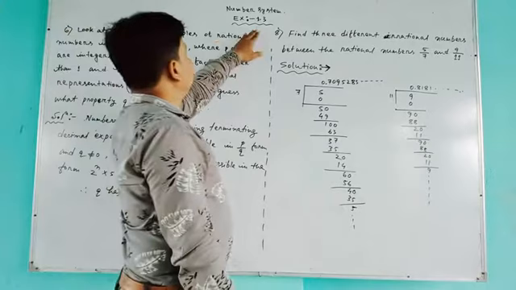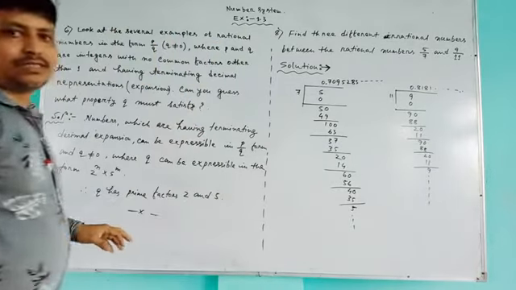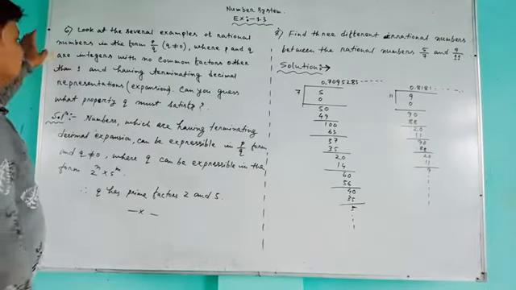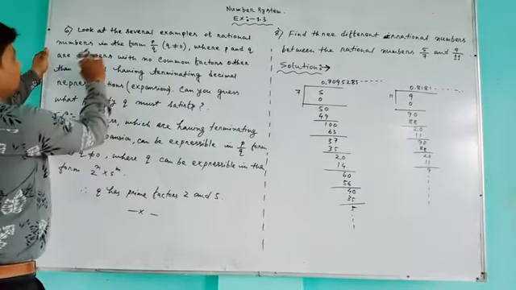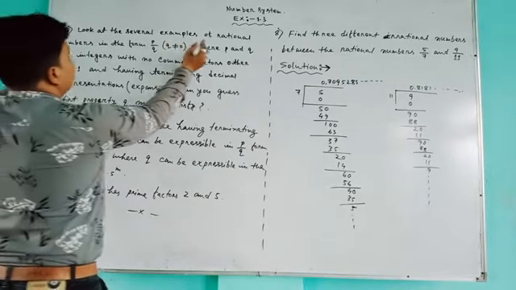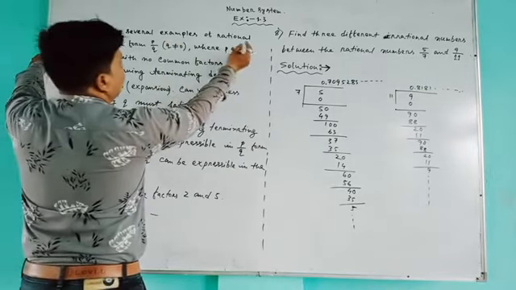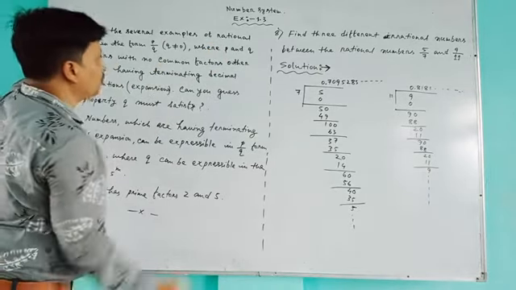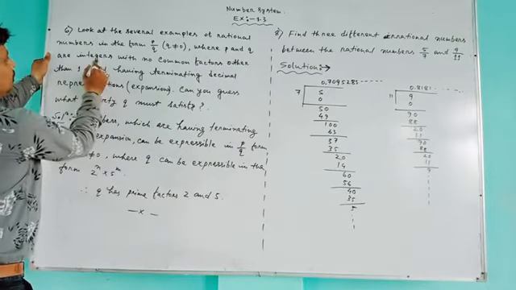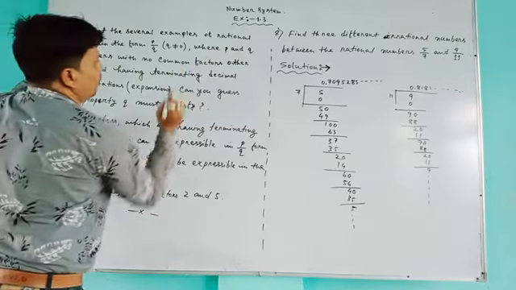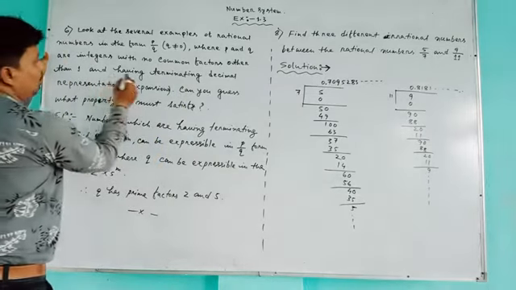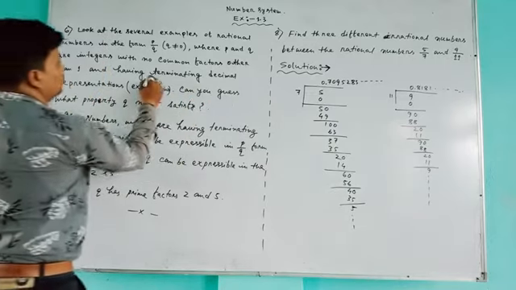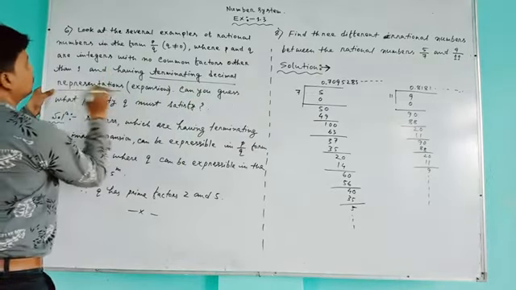So this one is Number System, Exercise 1.3, question number 6. What is written? Look at the several examples of rational numbers in the form p by q, where q is not equal to 0, where p and q are integers with no common factors other than 1 and having terminating decimal representation. This one is the main point.